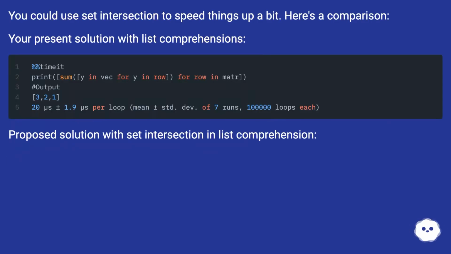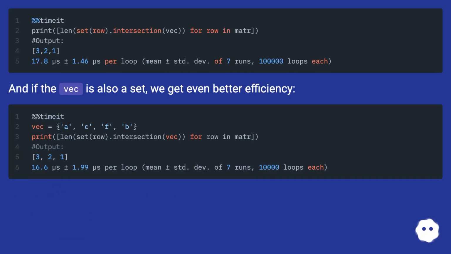You could use set intersection to speed things up a bit. Here's a comparison. Your present solution with list comprehensions. Proposed solution with set intersection in list comprehension. And if the vec is also a set, we get even better efficiency.